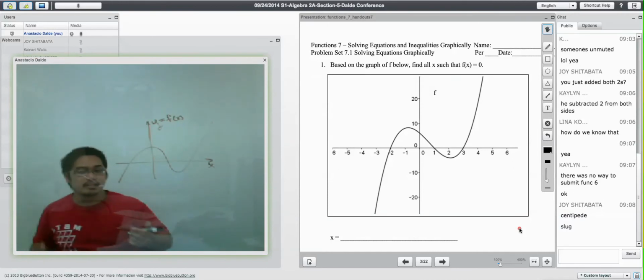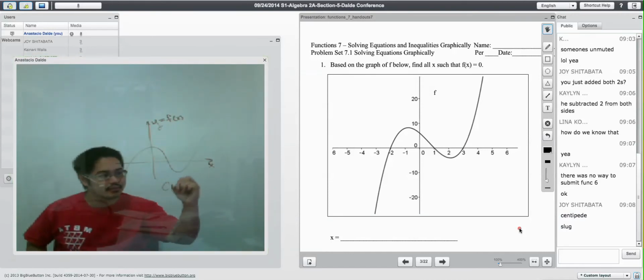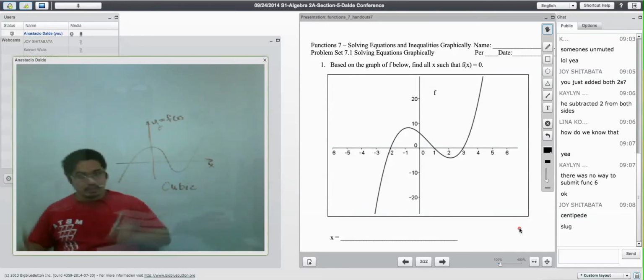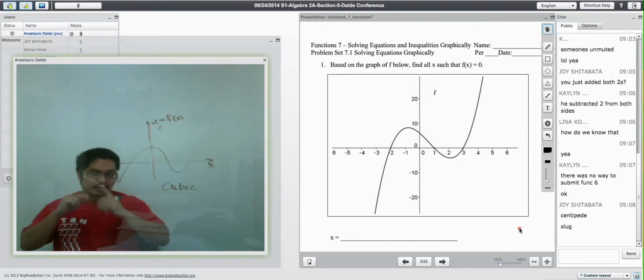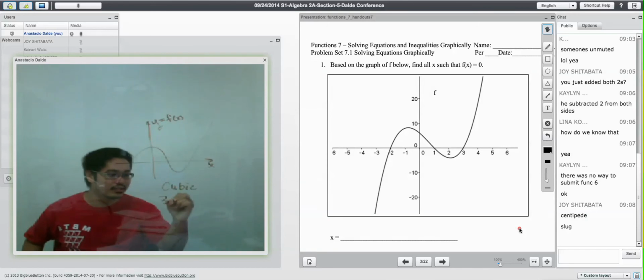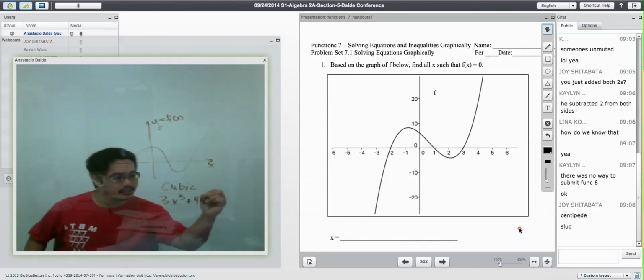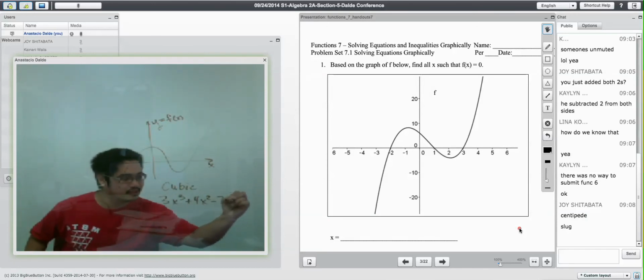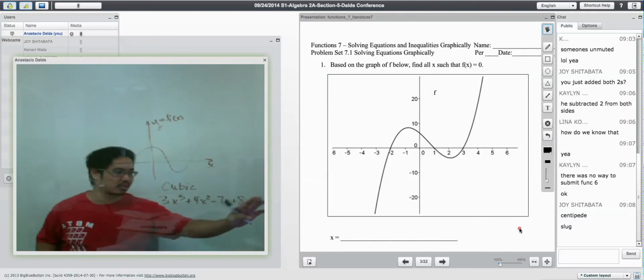It's called a cubic function. I'll give you a hint as to why it's called a cubic function. Actually, you know what? Let's go through it and see if you guys can figure it out. This is called a cubic function. It'll probably look something like 3x cubed plus 4x squared minus 7x plus 8 equals, not equals 0, but equals y.